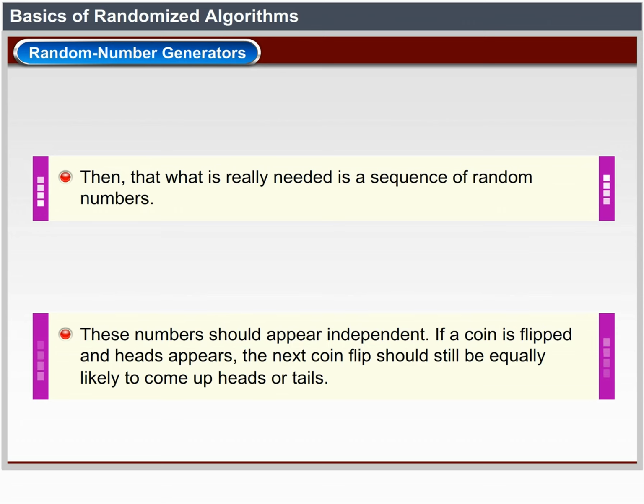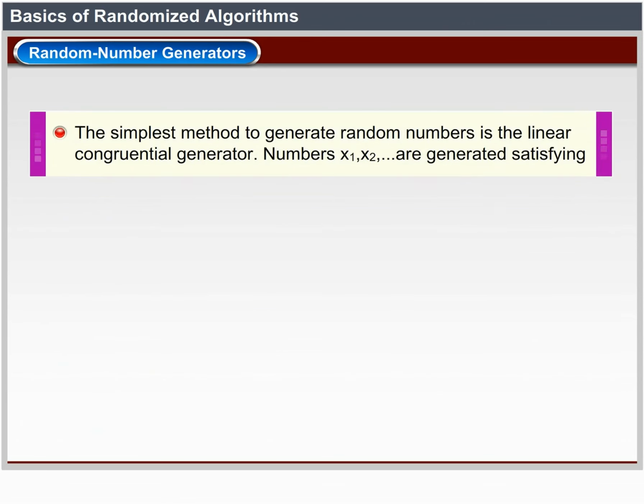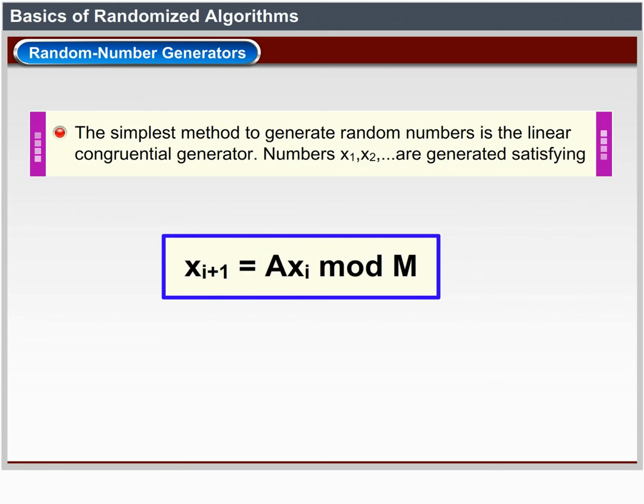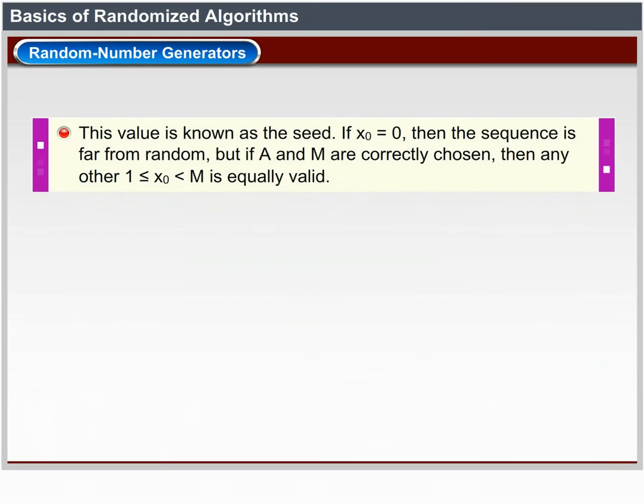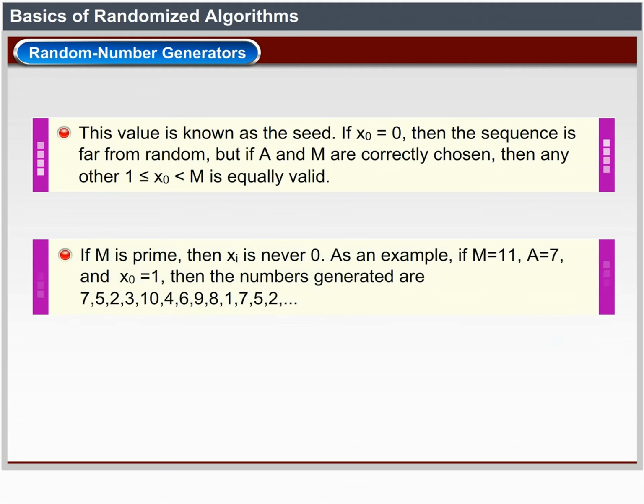The simplest method to generate random numbers is the linear congruential generator. Numbers x1, x2, etc. are generated satisfying x(i+1) equals a times x(i) mod m. To start the sequence, some value of x0 must be given. This value is known as the seed. If x0 equals 0, then the sequence is far from random. But if a and m are correctly chosen, then any other x0 with 1 less than or equal to x0 less than m is equally valid. If m is prime, then xi is never 0.